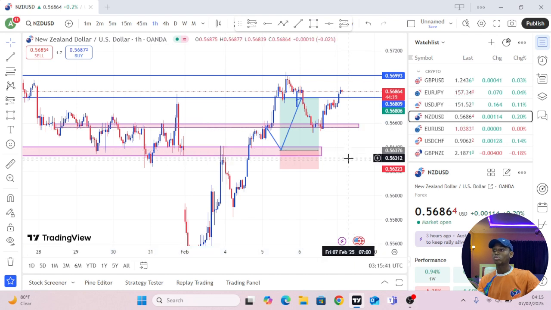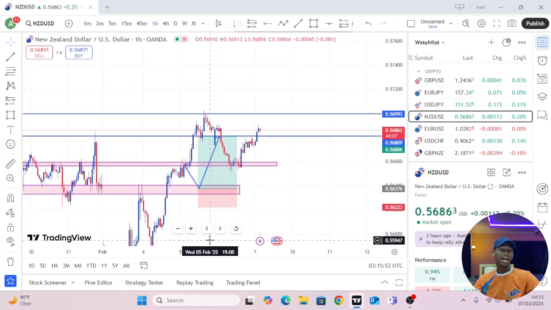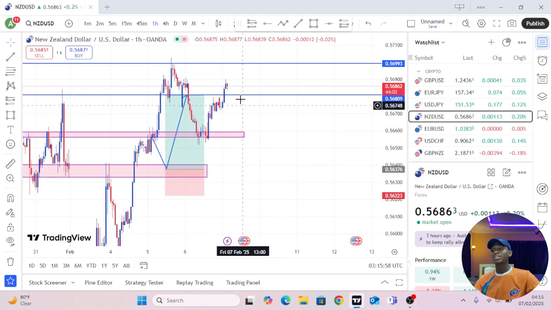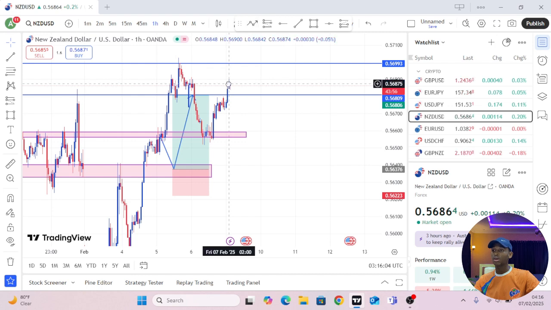Whenever the market comes to a key level, or bounces off a key level, it would always respect that key level. That is how the market works. For now, I don't know the next direction of NZDUSD because it has gotten to a place where, or maybe it could just bounce down.